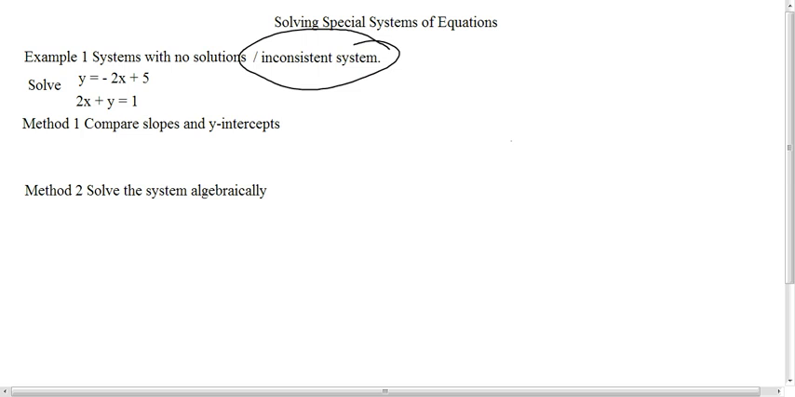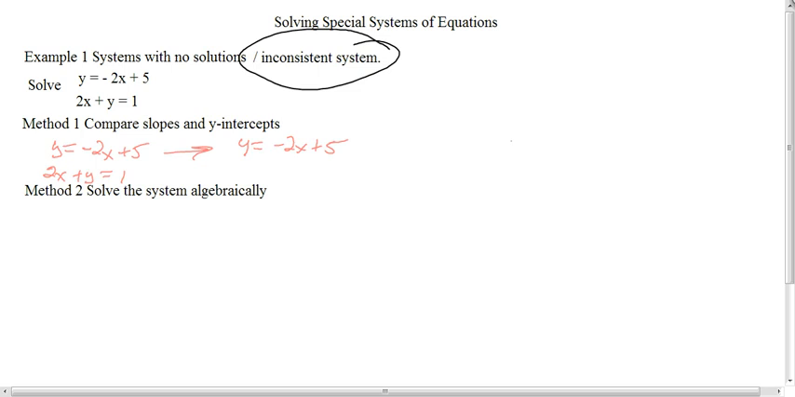So we have the equation here, y is equal to negative 2x plus 5. And then we have the equation 2x plus y is equal to 1. The first equation is already in slope-intercept form, y is equal to negative 2x plus 5. Little work to do there.